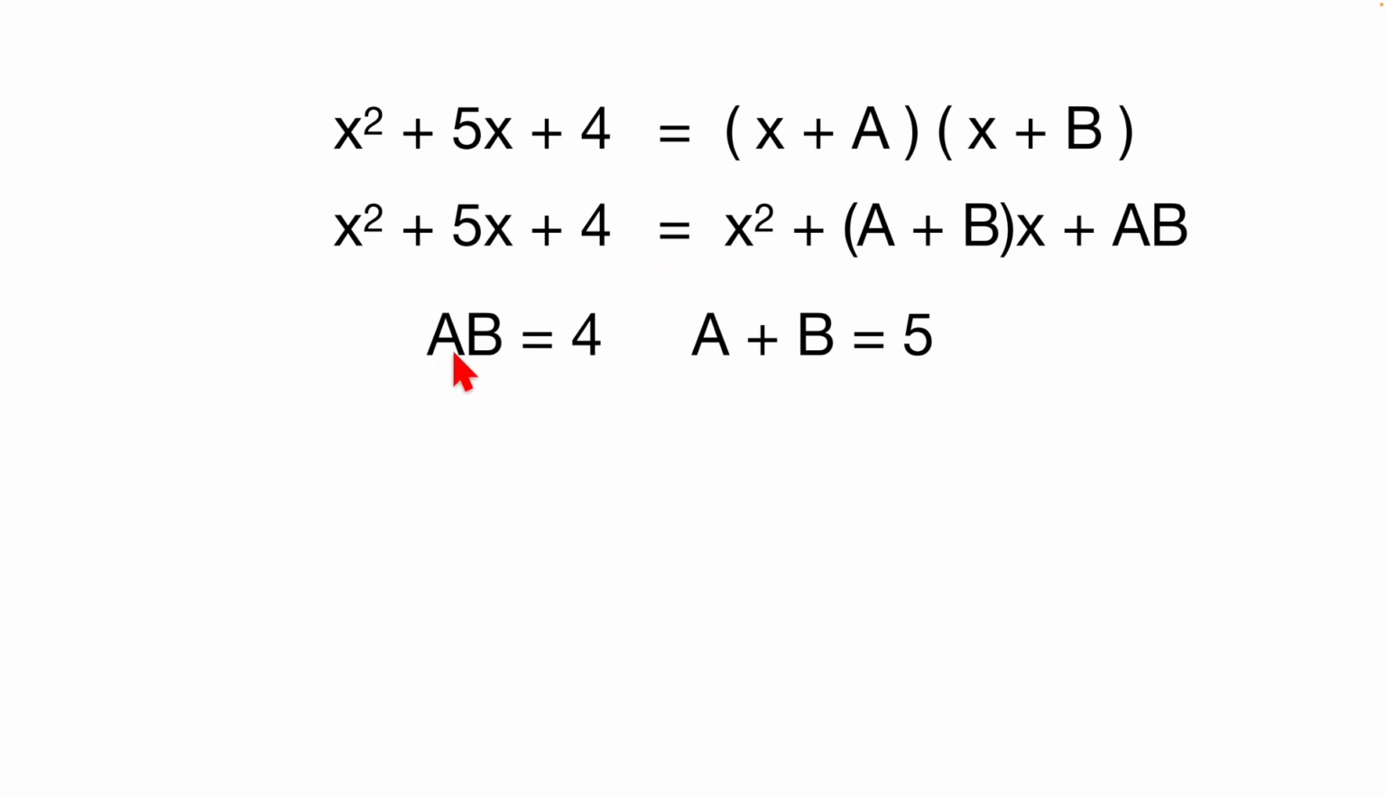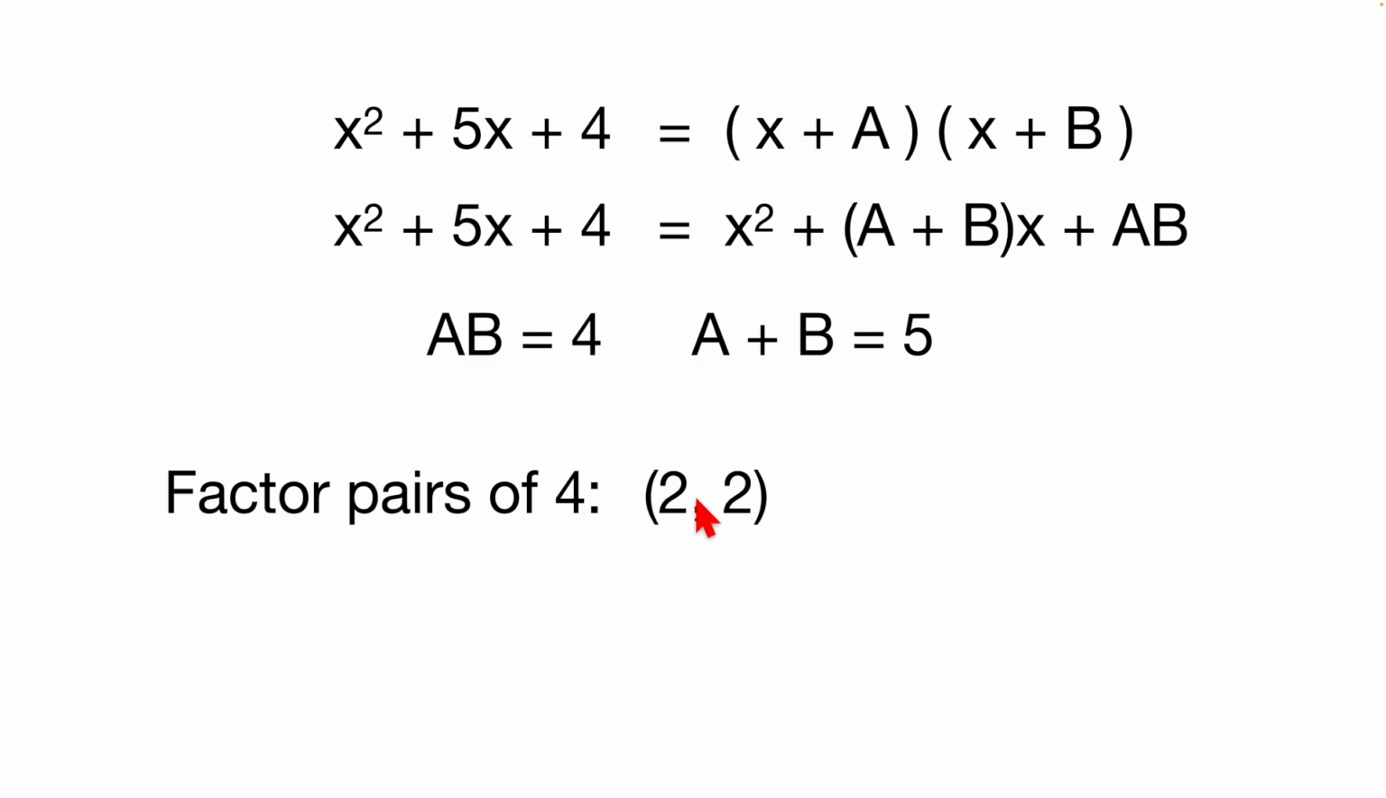So we know ab is equal to 4. So we're going to look at the factor pairs of 4. Two numbers which multiply to 4. So that's 2 and 2, the easy one. Minus 2 and minus 2. Neither of these add up to 5. 1 and 4. Well, 1 and 4 multiply to 4. 1 and 4 add up to 5.